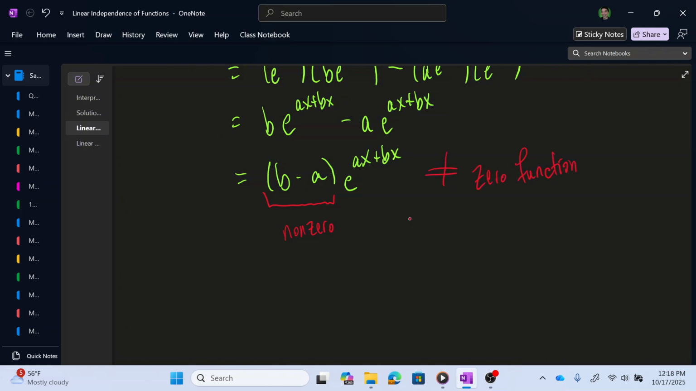Thus, the Wronskian proves that e to the ax and e to the bx are linearly independent. There's no redundancy in that collection.